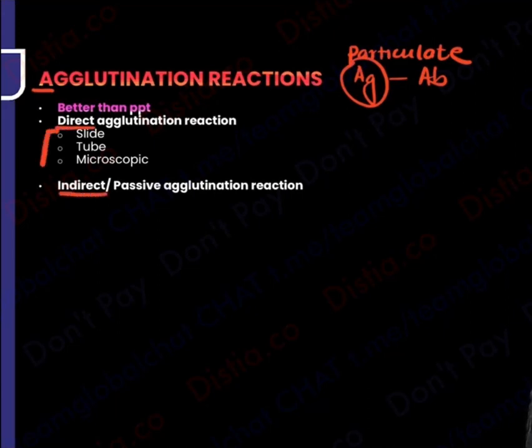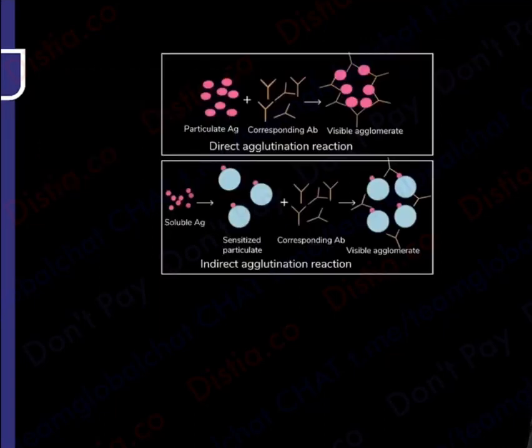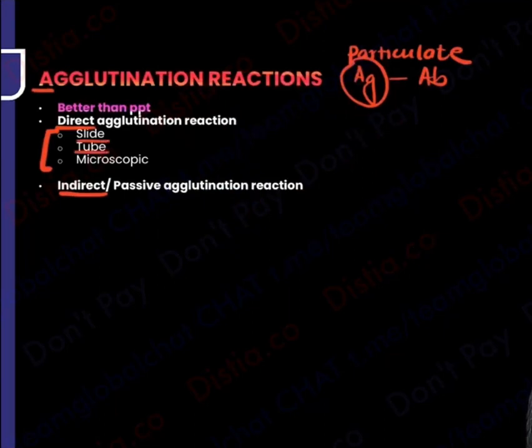I'll start from here. Direct agglutination, I'll show you one diagram. See, direct means direct: there is an antigen, there is an antibody, agglutinate, done, direct. What is the direct agglutination test? You have a particulate antigen, you add the antibody, and agglutination happens. That is the direct agglutination test. Either you can do it on a slide, or you can do it in a tube, or you can look at it under the microscope.